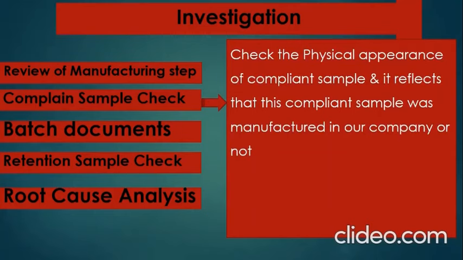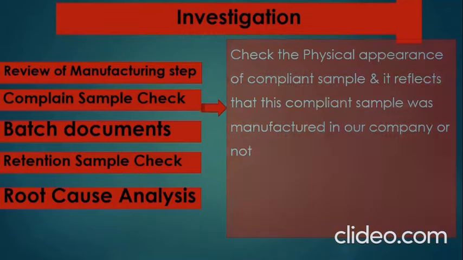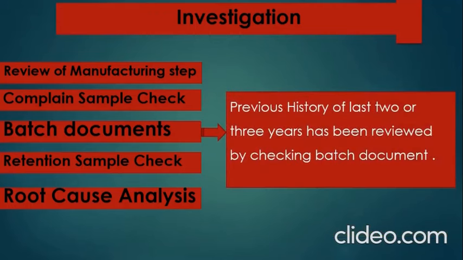The second step is complaint sample check. Upon receiving any complaint sample, first check the physical appearance of the complaint sample, whether it reflects that this complaint sample was manufactured in our company or not. Third step, batch documents. The previous history of the last 2 or 3 years should be reviewed by checking the batch documents to verify whether this type of problem happened previously or not.